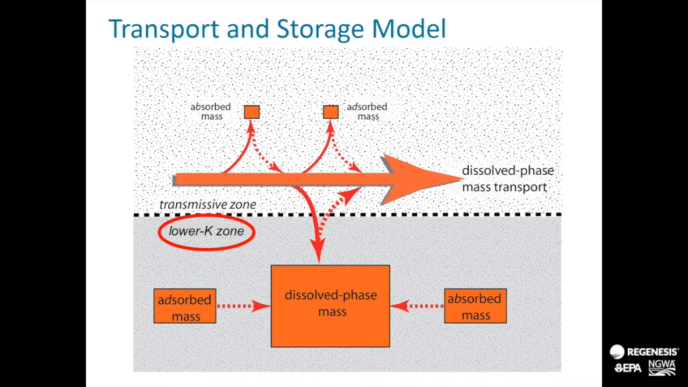We believe, and I'm going to show you evidence, we believe forward diffusion and back diffusion is affecting us even where our contrast is between a 10 to the minus 2 centimeter per second and a 10 to the minus 4 centimeter per second sand, okay? And we've got data that's fairly convincing that way. So it's high K versus lower K, not the old dual domain mobile-immobile.